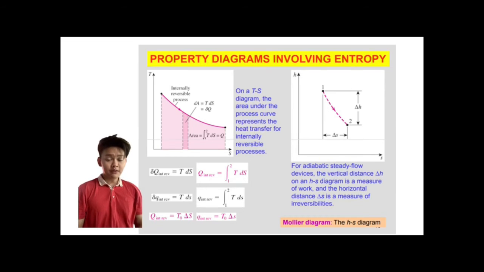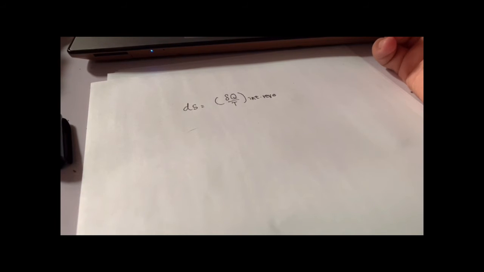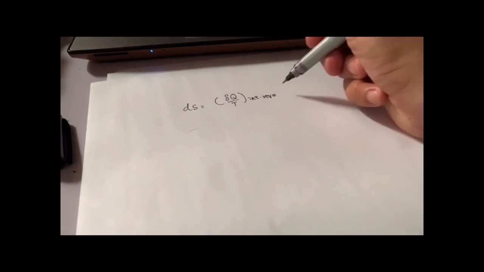Property diagrams serve as a great visual aid in the thermodynamic analysis of processes. We have used P-v diagrams extensively in previous chapters in conjunction with the first law of thermodynamics. In the second law analysis, it is very helpful to plot the processes on a diagram for which one of the coordinates is entropy. The two diagrams commonly used in the second law analysis are the temperature-entropy and the enthalpy-entropy diagrams. So recall that dS equals delta Q over T for an internally reversible process.